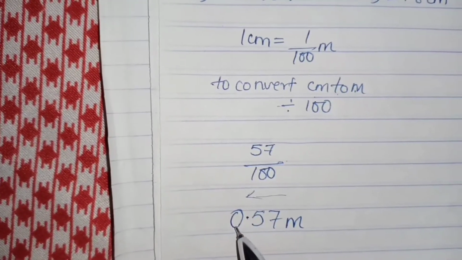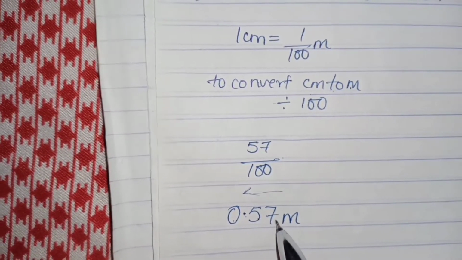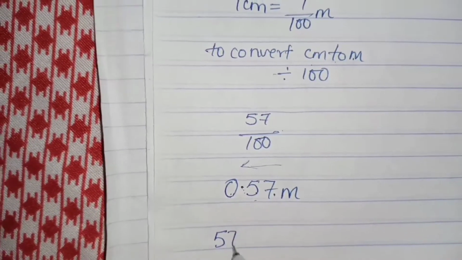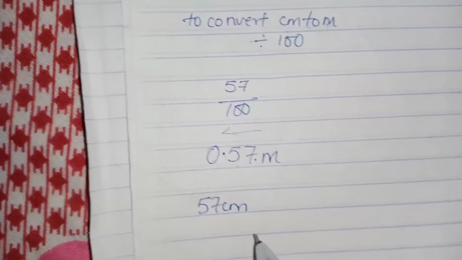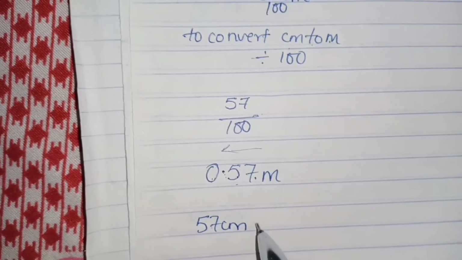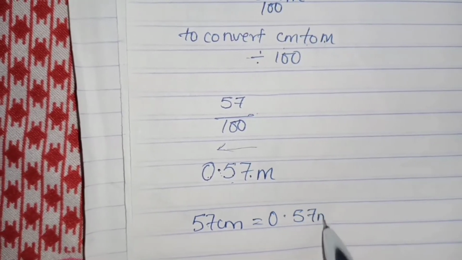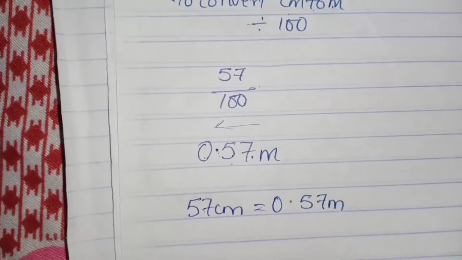So how much did we get? 0.57. Don't write 57. 0.57 meter. So 57 centimeter was given to convert into meter. So 57 centimeter is equal to 0.57 meter. So, done.